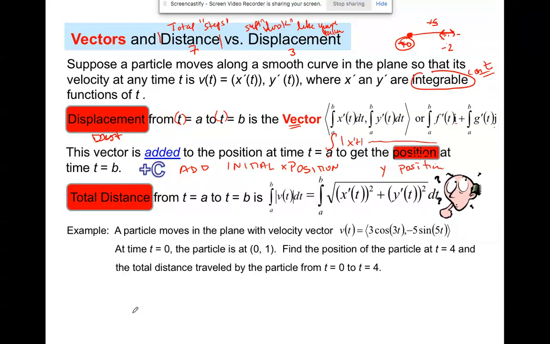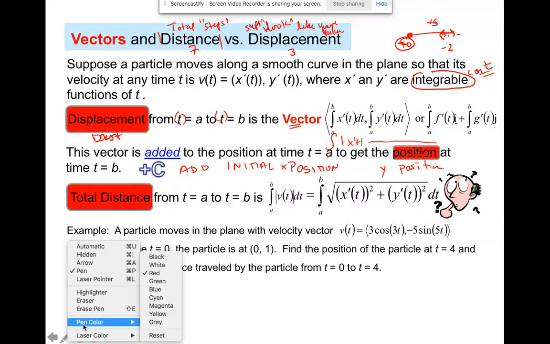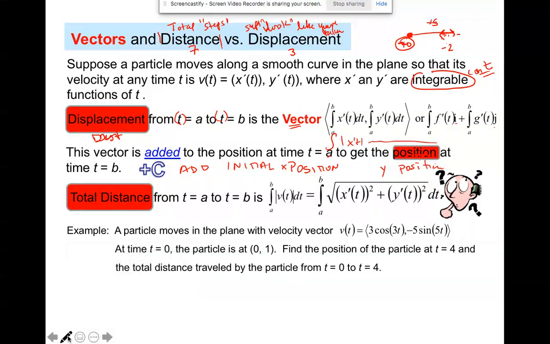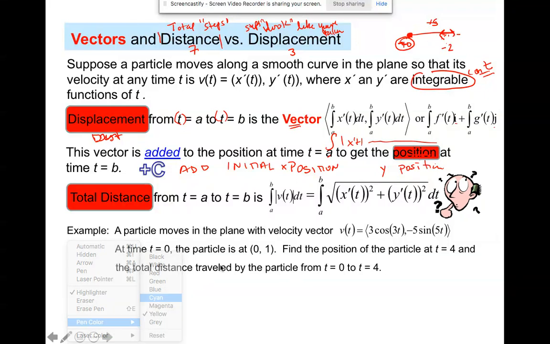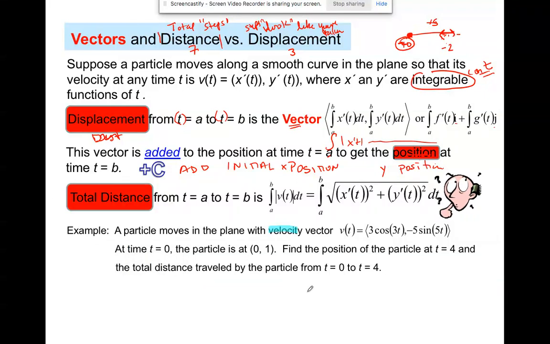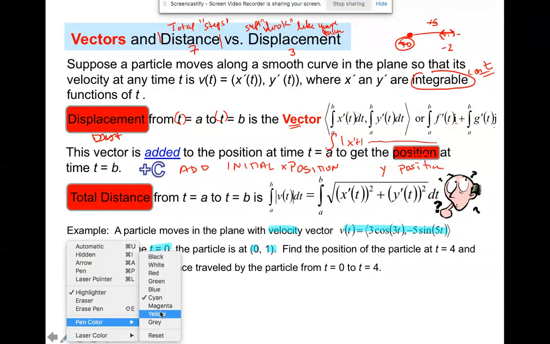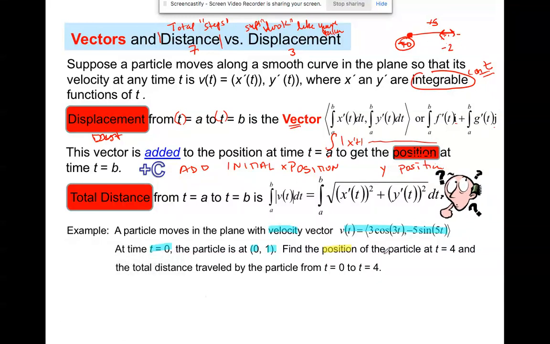All right, so what am I given? Be careful, please. Look at what you're given. You are given a velocity vector. You are given at time equals 0 your x position and your y position. And then they are asking you to find the position at t equals 4 and the total distance traveled between 0 and 4.